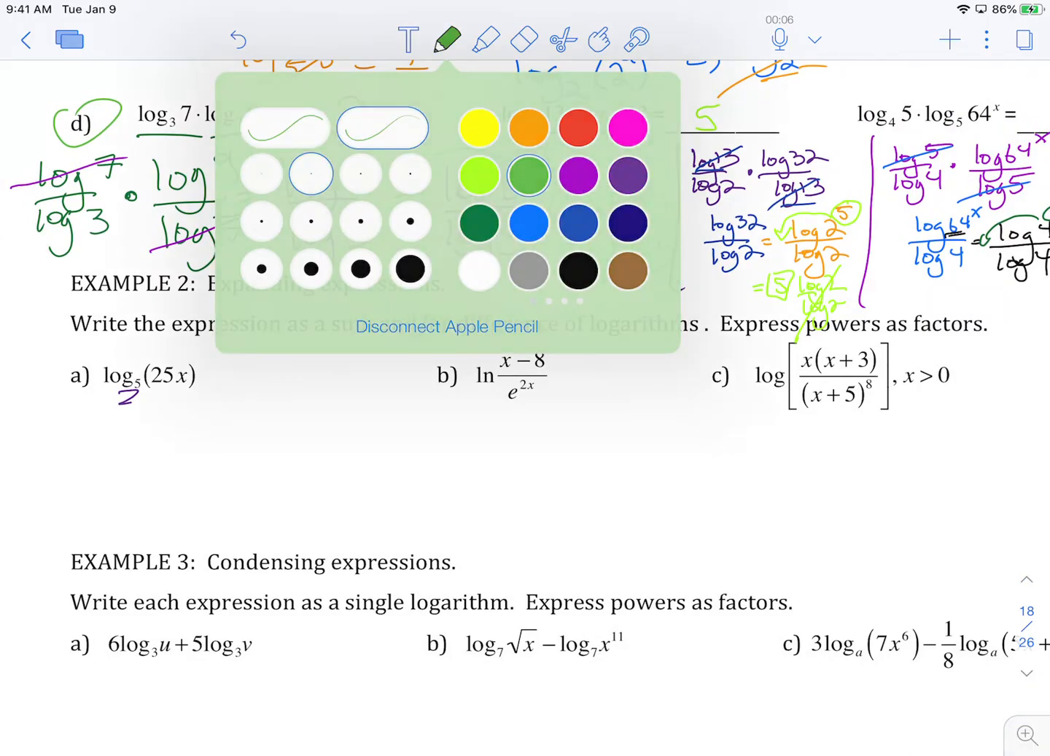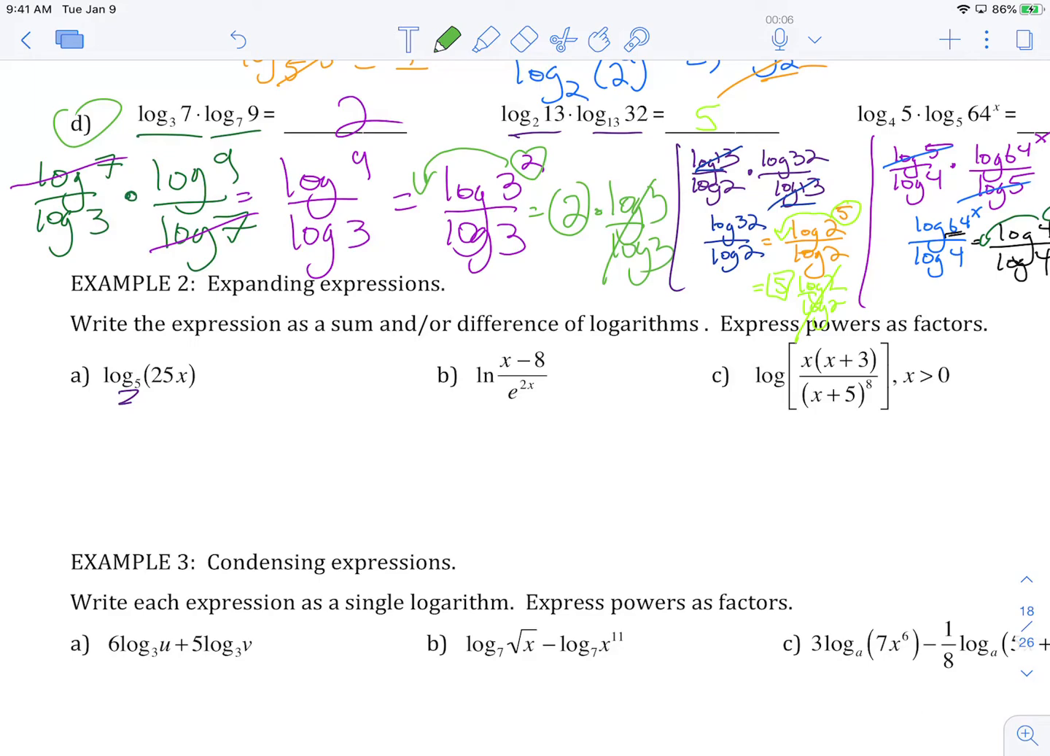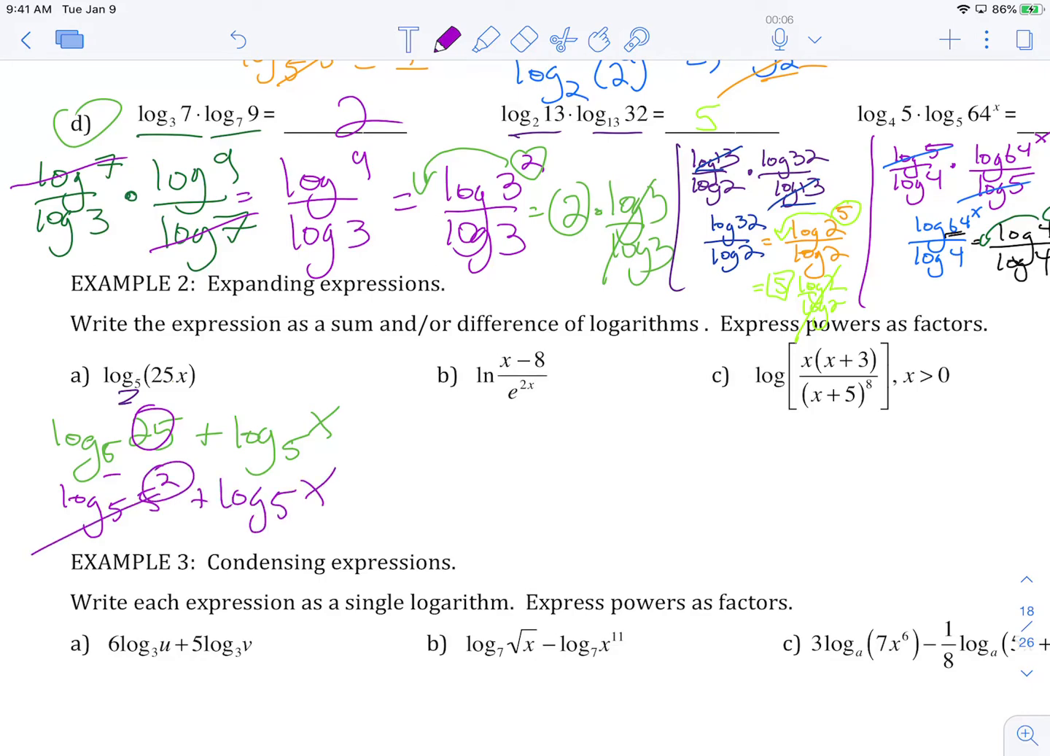So, log base 5 of 25 times x. Again, recognize that this is a product. So I can rewrite this as log base 5 of 25 plus log base 5 of x. And in doing so, I know that there's a relationship here with 25 and 5. This becomes log base 5 of 5 squared plus log base 5 of x. And this just becomes 2 plus log base 5 of x.